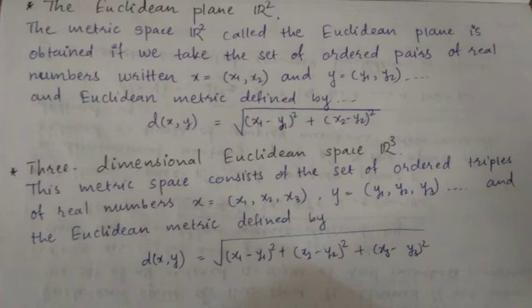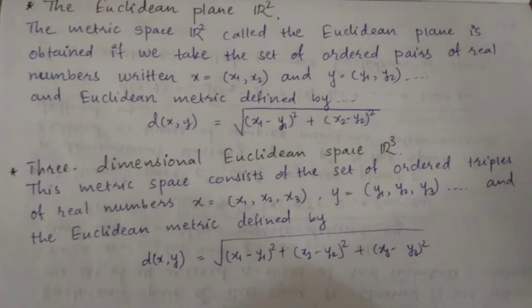Next, the Euclidean space R2 is also an example of a metric space, and with the metric here you can see d(x,y) is equal to the square root of (x1 minus y1) whole squared plus (x2 minus y2) whole squared. So what is the Euclidean plane R2?